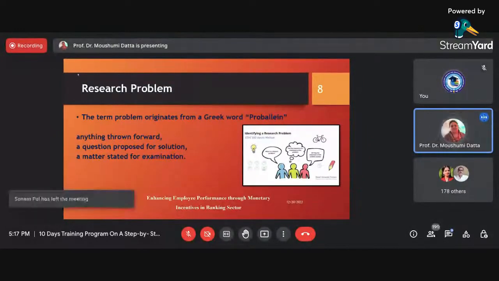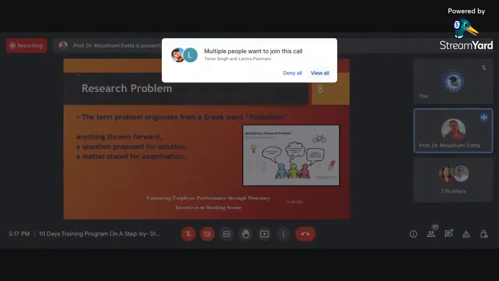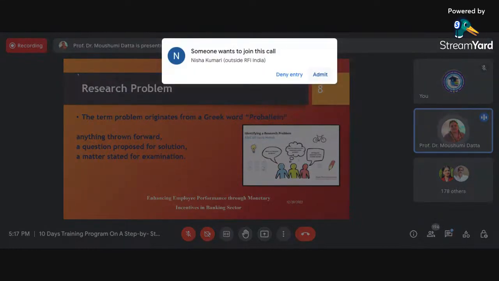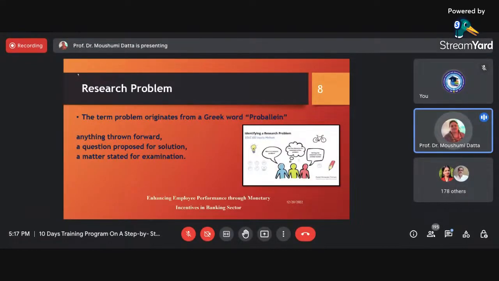The word problem has originated from the Greek word probalion. So by research problem, we mean anything thrown forward. This is the problem and I want to study about this. That means you're throwing an idea. You're throwing a question for which you need a solution. Why in major part of India, in spite of being December, it is quite hot? It is a question, it is a query, and you want to find out a solution. It is something which needs a deliberation, which needs an examination.